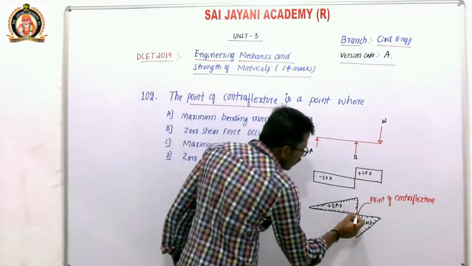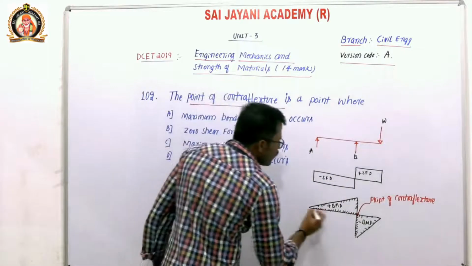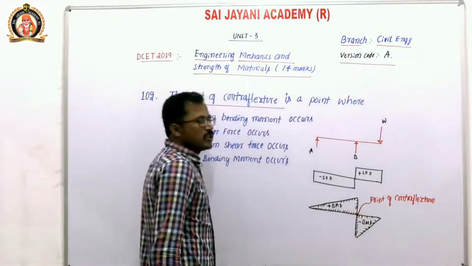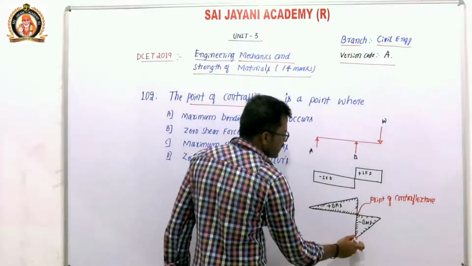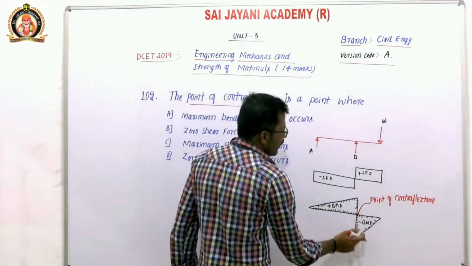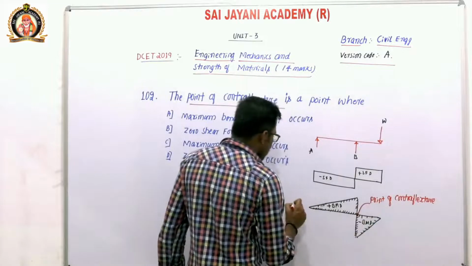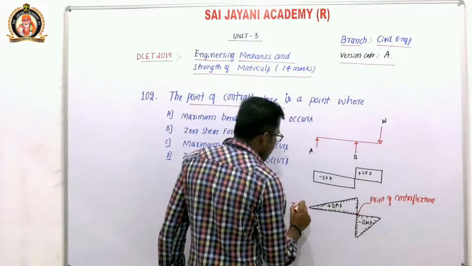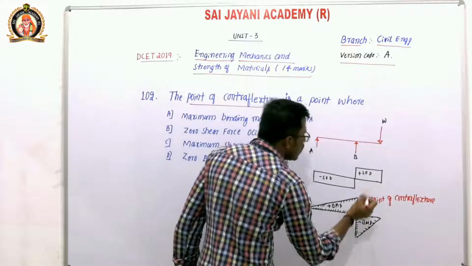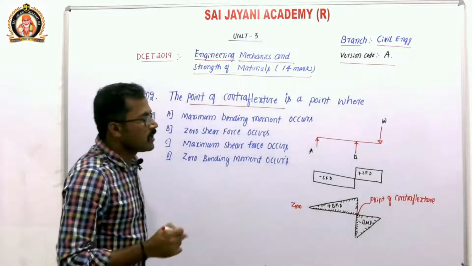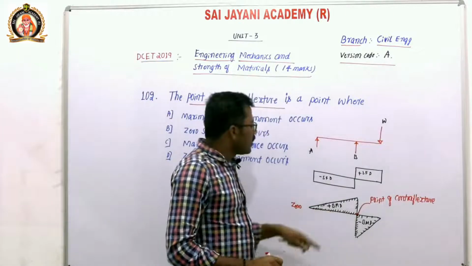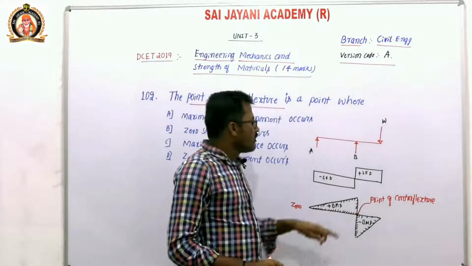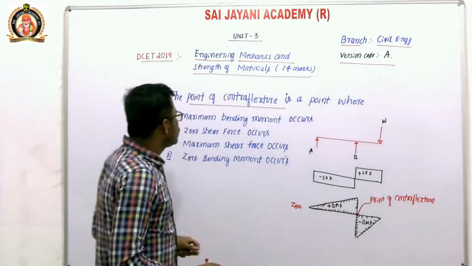So the point of contraflexure is a point where the bending moment is zero. This is the maximum positive bending moment, this is the maximum negative bending moment. At this point, this is the zero line of bending moment. So the point of contraflexure occurs at the zero bending moment, or where the sign changes from positive to negative or negative to positive.